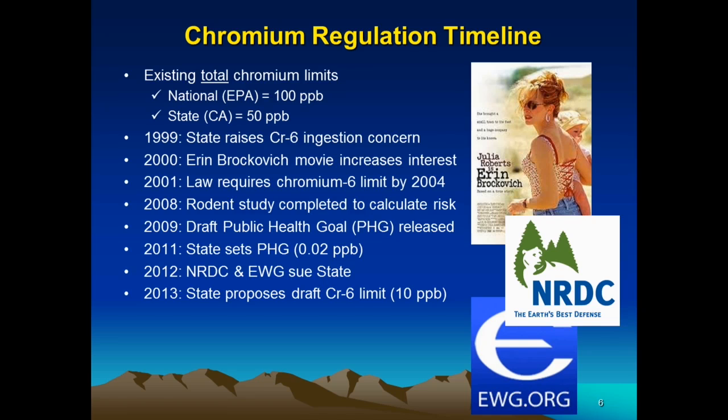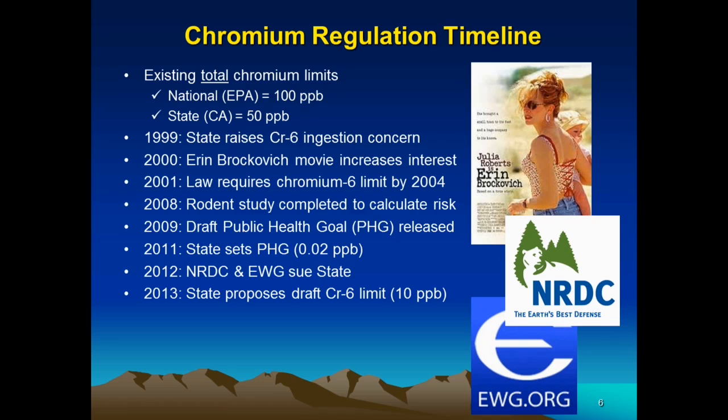Our lawmakers in California adopted a law that requires the scientists to develop a drinking water standard for chromium-6 by 2004. Problem was they didn't have the science to do that. So they embarked on a large rodent study, and in 2008 that rodent study was completed, and that provided the information they needed to calculate the risk.